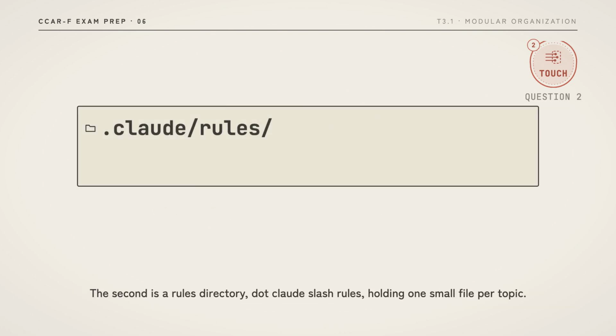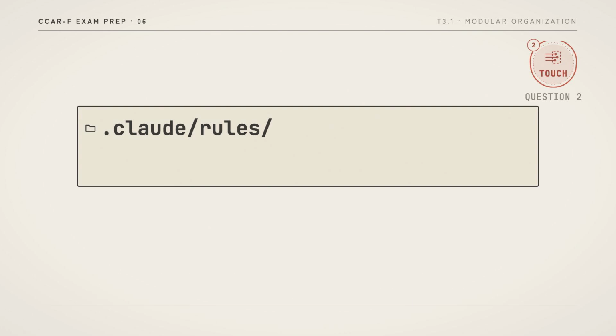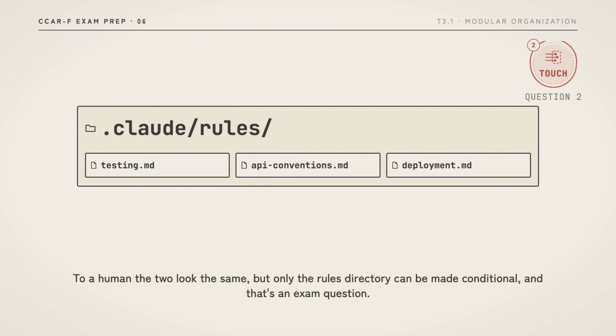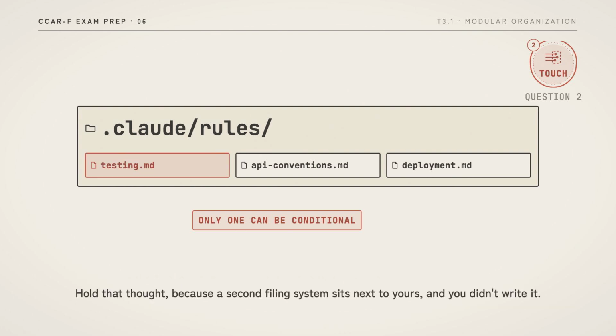The second is a rules directory, .claude/rules, holding one small file per topic. Testing in one file, API conventions in another, deployment in a third, not one monolith with headings. To a human, the two look the same, but only the rules directory can be made conditional, and that's an exam question. Hold that thought, because a second filing system sits next to yours and you didn't write it.